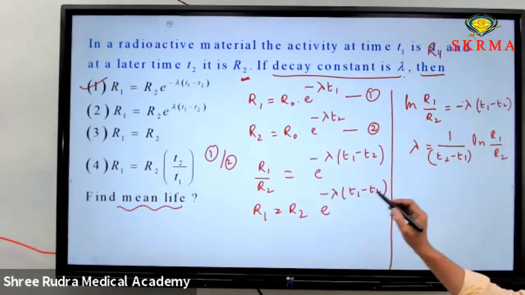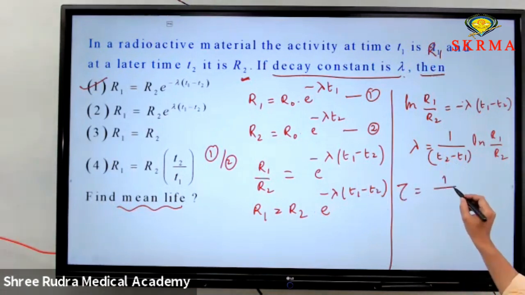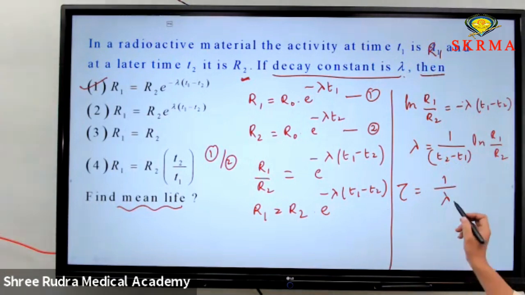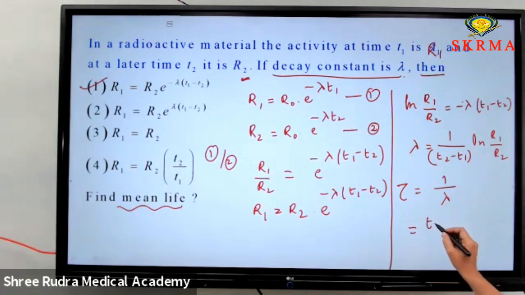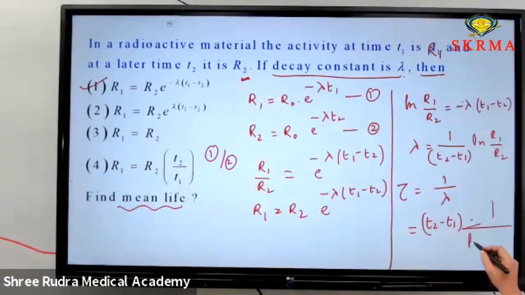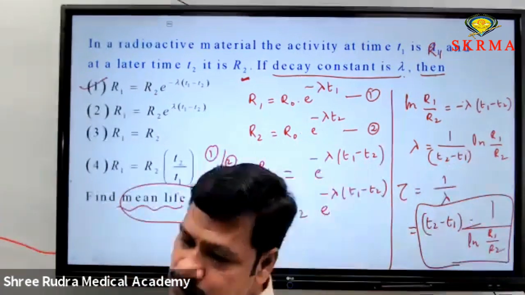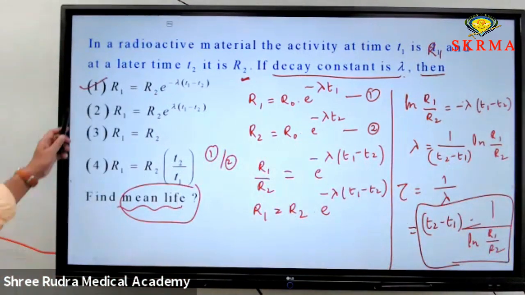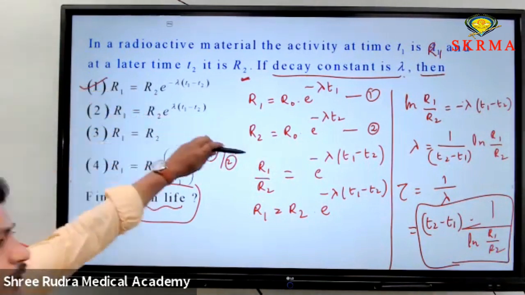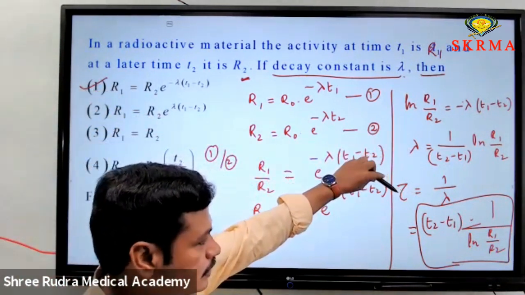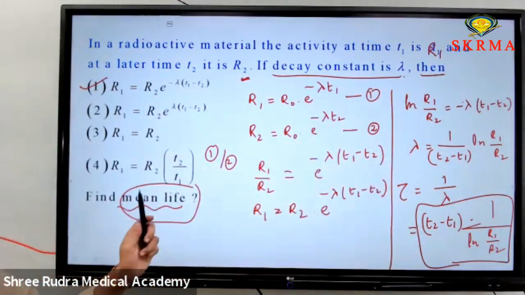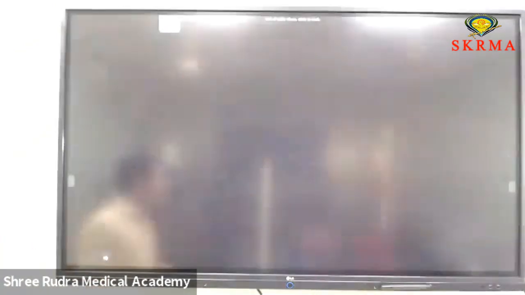From this lambda value, you can write mean life. Mean life is equal to 1 by lambda, the reciprocal of this one, which is (T2 minus T1) into 1 by ln R1 by R2. This is the equation for mean life. From the same concept, a question may be asked related to the equation, to the lambda value, or to average life or mean life. These are the basic and important concepts in nuclei.